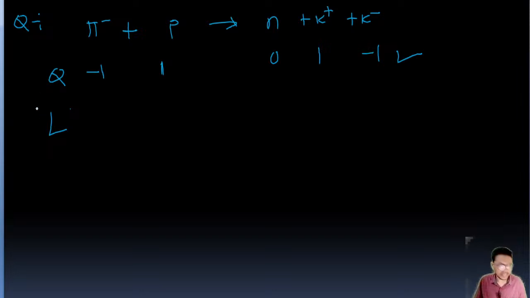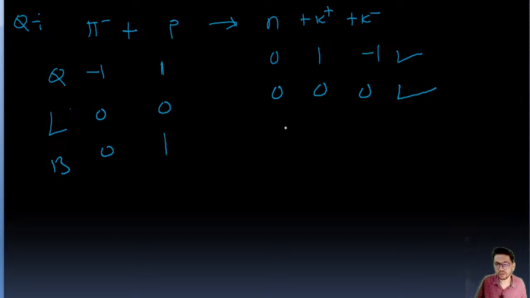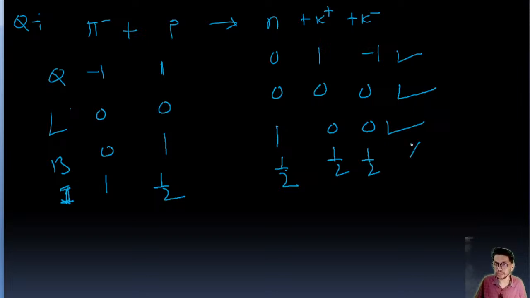Okay, so the lepton number is L. None of these are leptons, so L is 0 and this is conserved. Now the baryon number: pi is not a baryon, proton is a baryon, neutron is a baryon, K is not a baryon, so this is conserved. Now we are going to find I, the isospin. I is 1 and half on the left, half and half on the right, so this is not conserved.